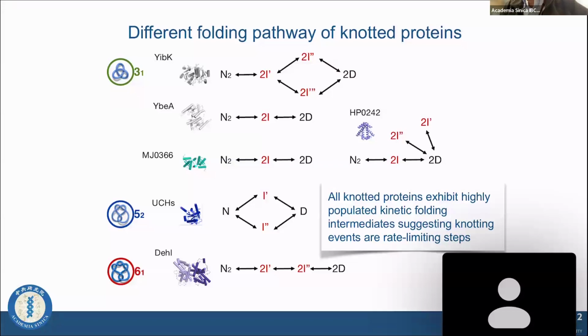So the take-home message is that all the knotted proteins that we investigated so far exhibit a highly populated folding intermediate, which I indicated as I. Some of them have parallel folding pathways. Some of them have sequential folding pathways with distinct folding intermediates. Some are more complex with bifurcated folding pathways from the native to the denatured state.